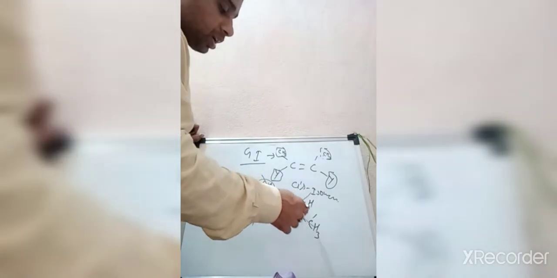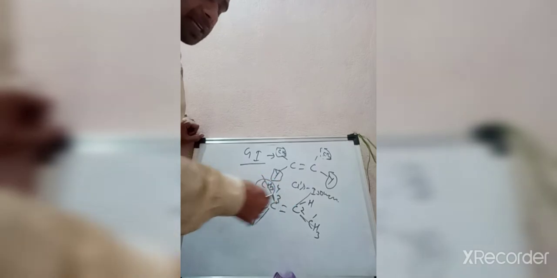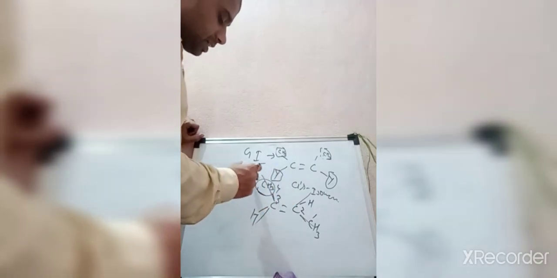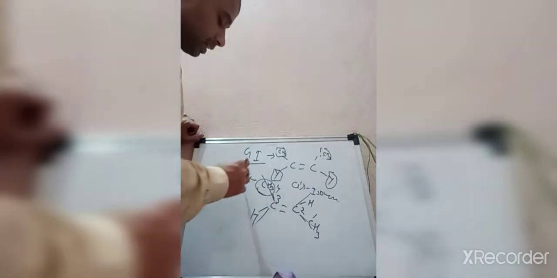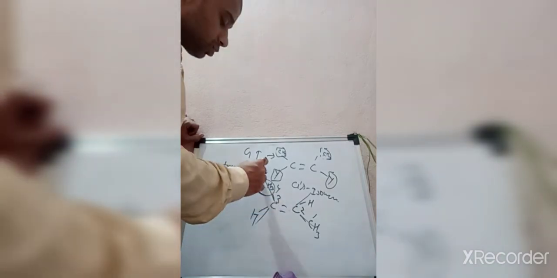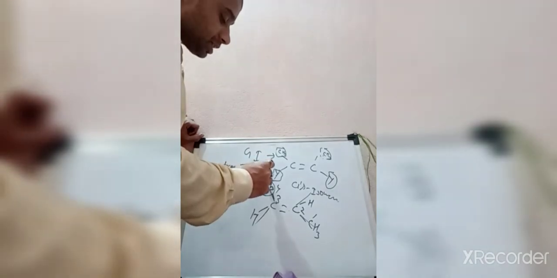Trans-but-2-ene, because 1, 2, 3, 4. As it is a trans structure, I have added trans first. There are four carbons, so I write trans dash but, 2 because the double bond is at the second position, and for the double bond we use -ene. So we have used trans-but-2-ene in this case.